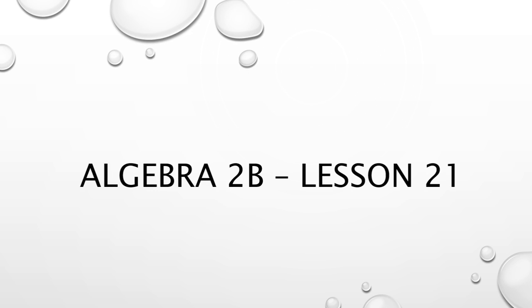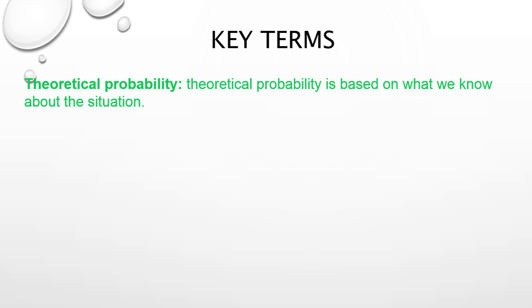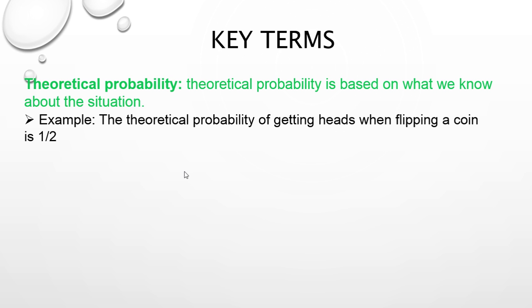Today we will be going over lesson 21. The key terms for this lesson are theoretical probability, which is based on what we know about the situation. For example, the theoretical probability of getting heads when flipping a coin is 1 over 2, and it's because a coin has two sides. A regular coin, of course, has two sides, and one of the sides is heads, and that's why we have 1 in the numerator.